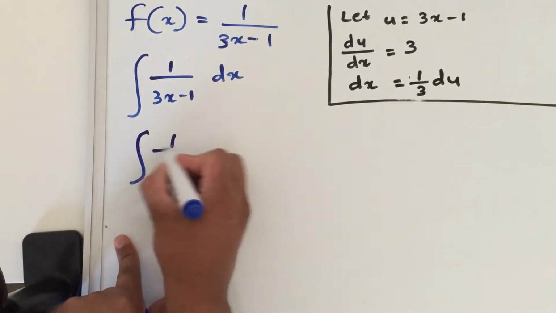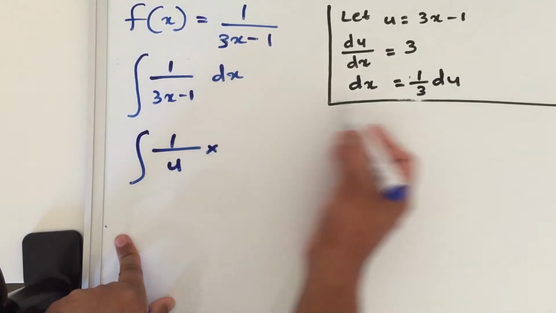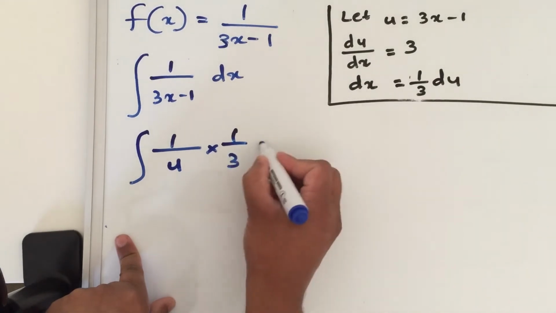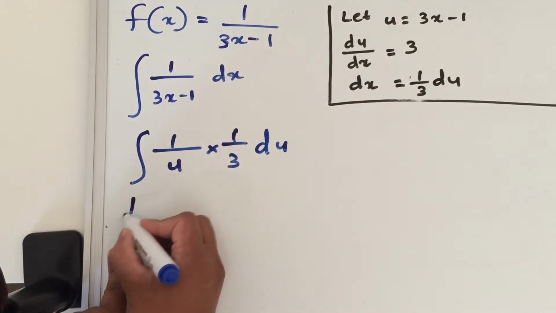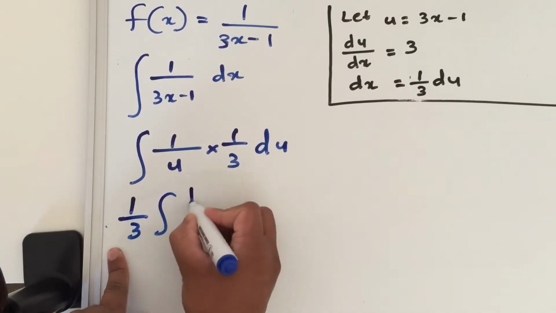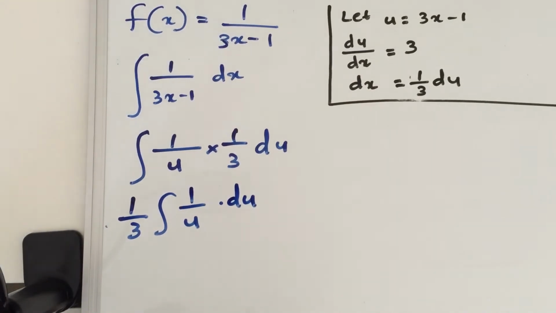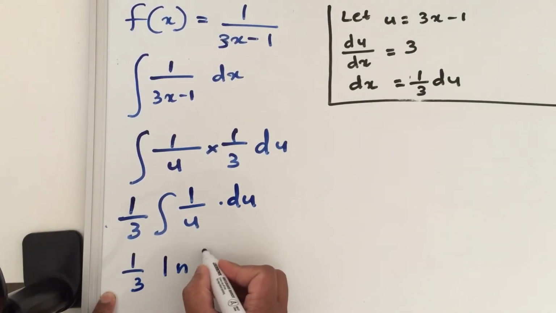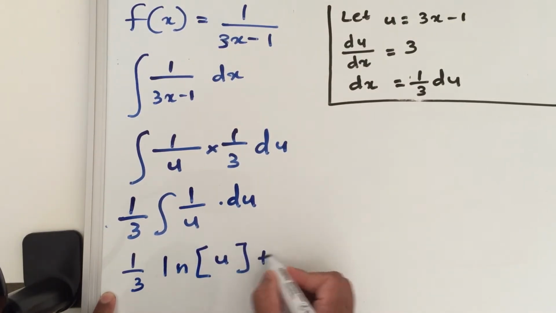So 1 over 3x minus 1, which is u, times dx is 1/3 du, right? So I can take this constant out, 1/3, 1 over u times du. Now it's simple. We know the rule. When you have a fraction, the integral of the fraction is natural log of that fraction. So it's going to be ln u plus c.